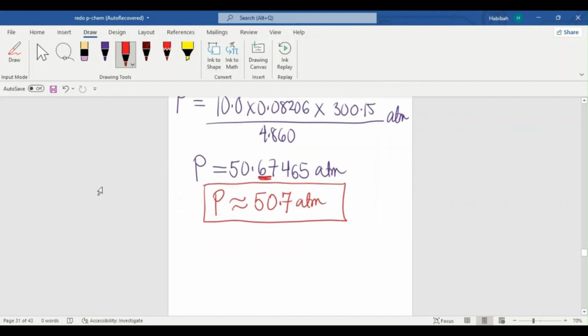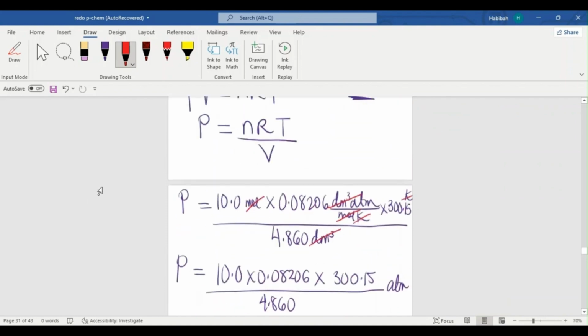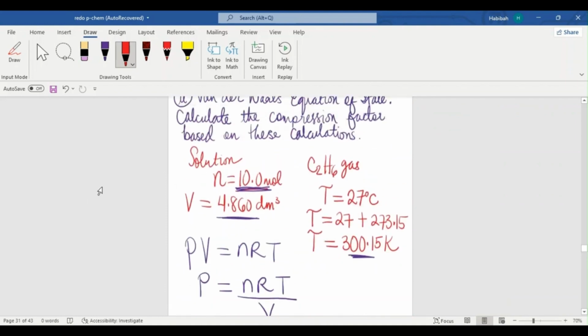The second part of the question requires us to use the van der Waals equations of state. And thankfully, we have the information that we need.